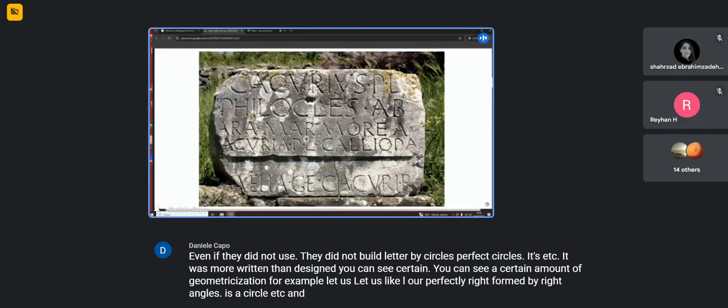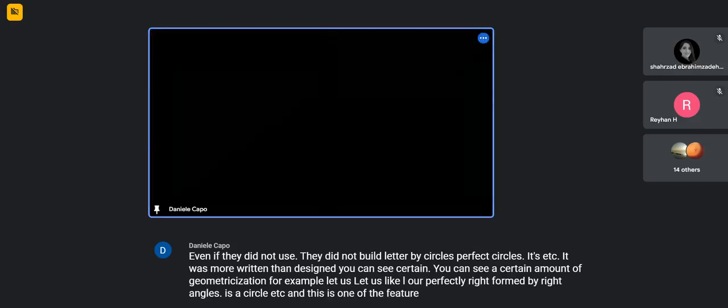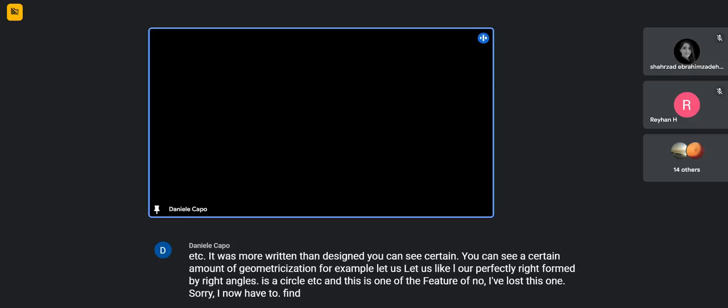And this is one of the features of, no, I've lost this one. Sorry, I now have to find a way to restore it. Give me a moment.